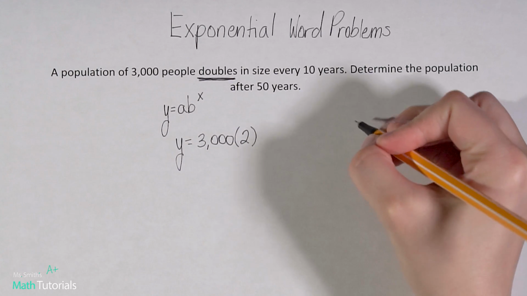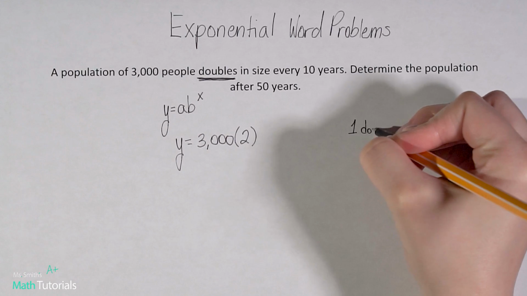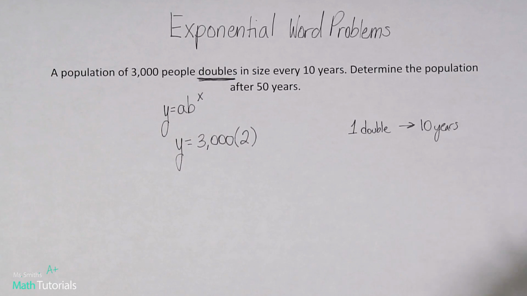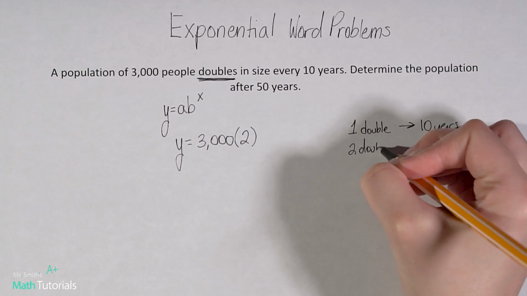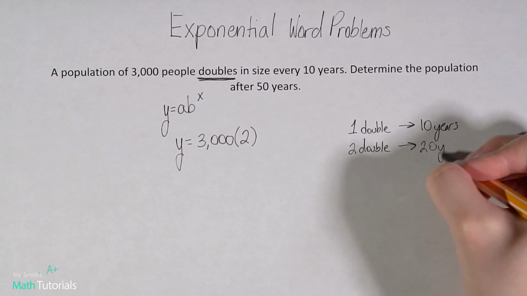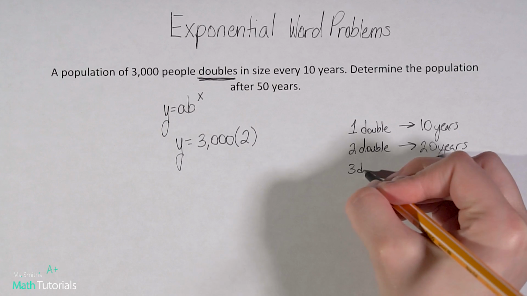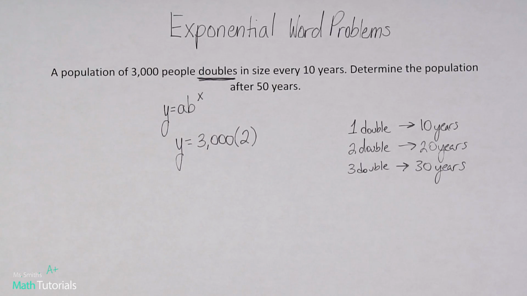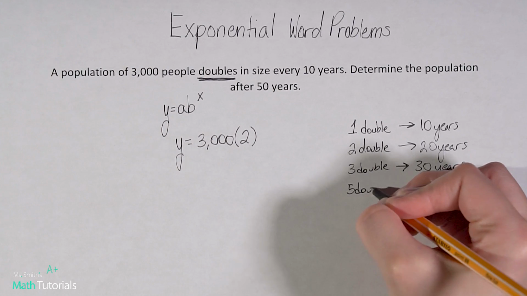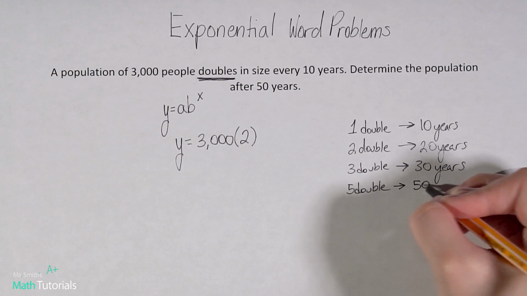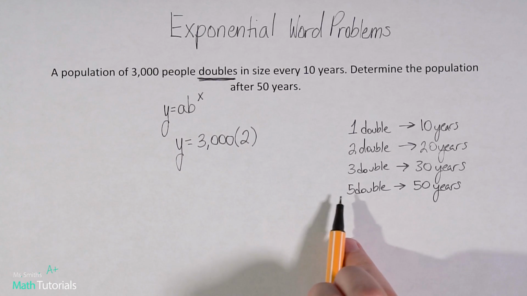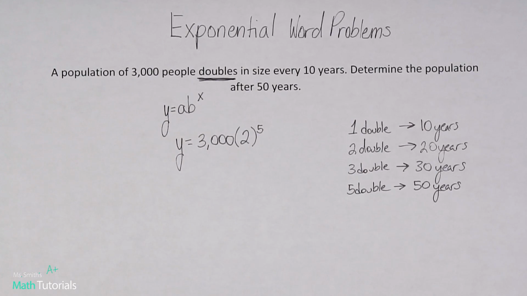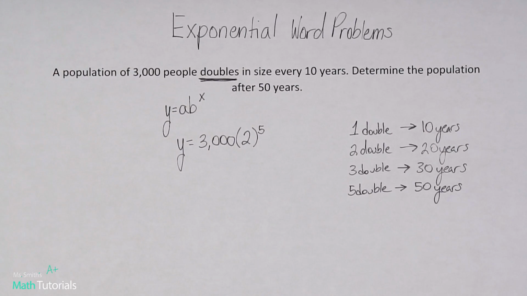So we've got to think about one doubling period would be 10 years. Okay, so 2 doubling periods would be 20 years. All right, 3 doubling periods would be 30 years. So using that same train of thought, 5 doubling periods would be 50 years. Okay, so what is our x? It's the number of doubling periods, so it would be 5. 5 doubling periods.